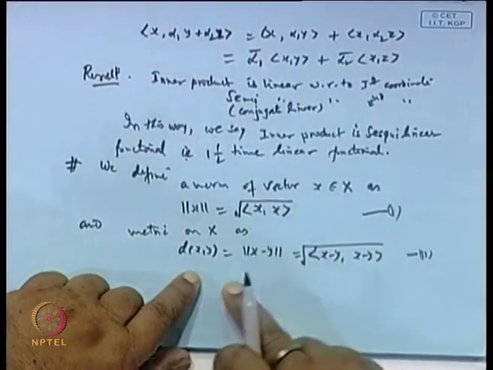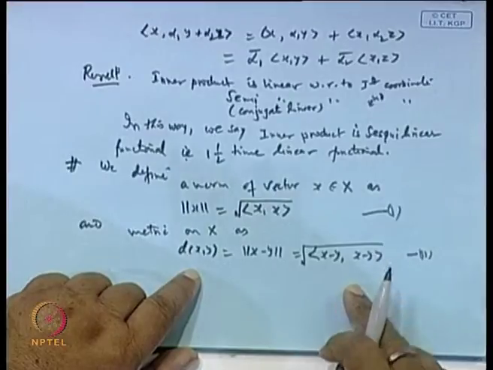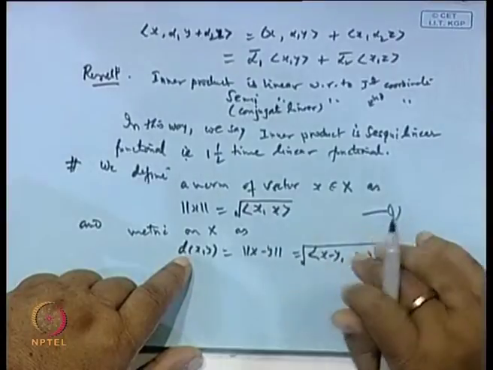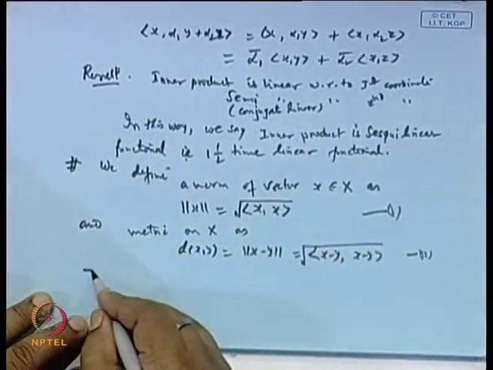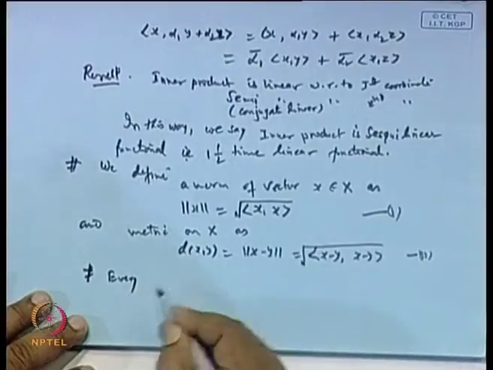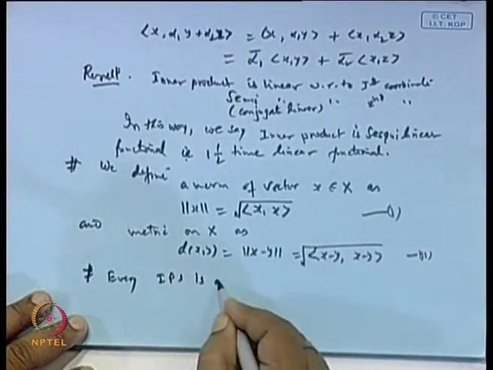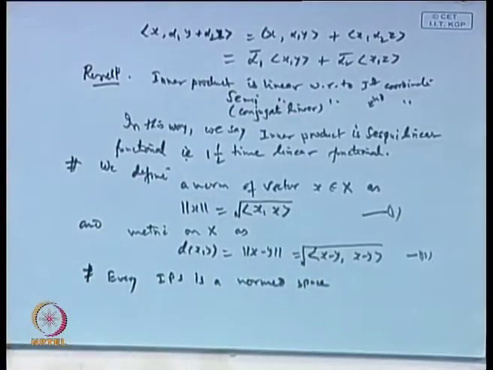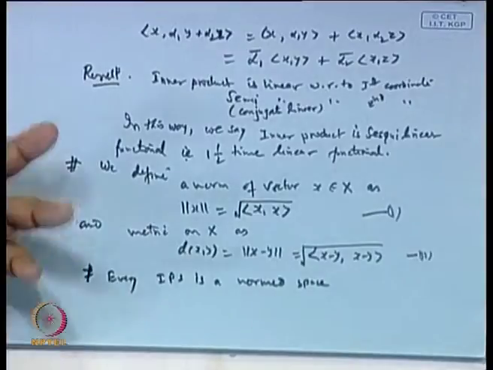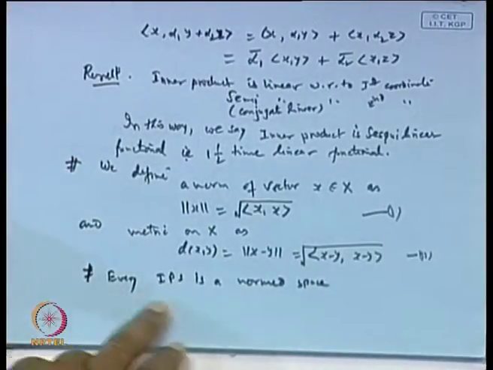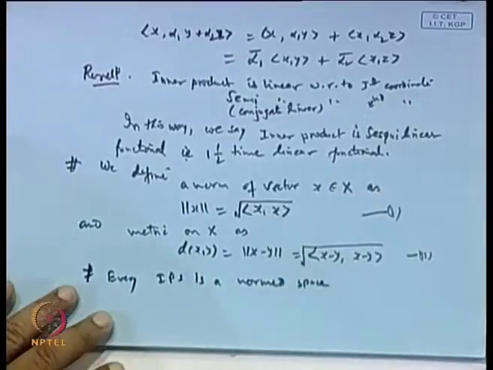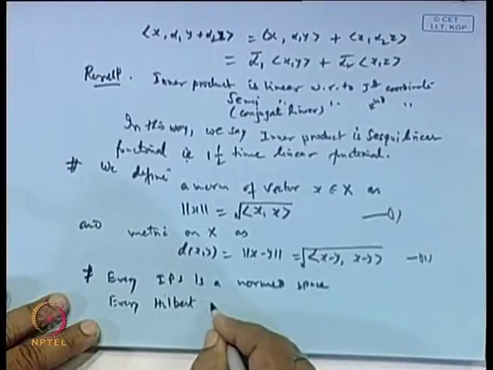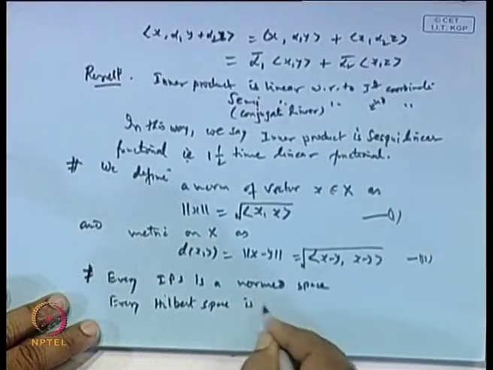Once it is a norm, this will definitely give a metric, because this is defined in terms of the norm of x minus y, which is already proved. So, what this shows is that every inner product space is a norm space. Is it okay? And since the Hilbert space is a complete inner product space, every Hilbert space is a complete norm space, that is, a Banach space. So, every Hilbert space is a Banach space.